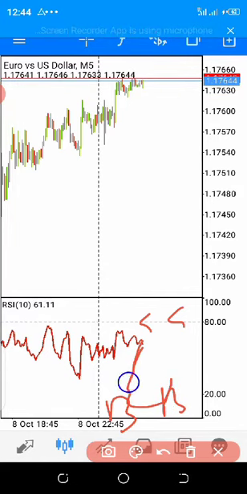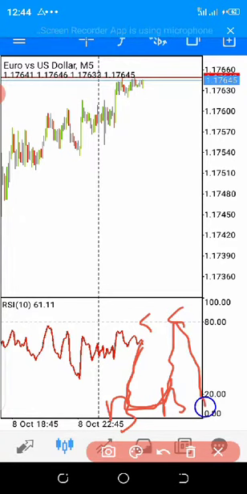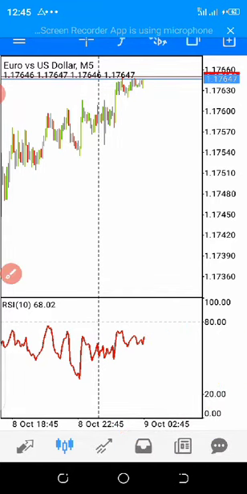It's coming down, you sell. It's going up, you buy. It's coming down, you sell. It's going up, you buy. That's how it works. It's not rocket science. It's as easy as that.